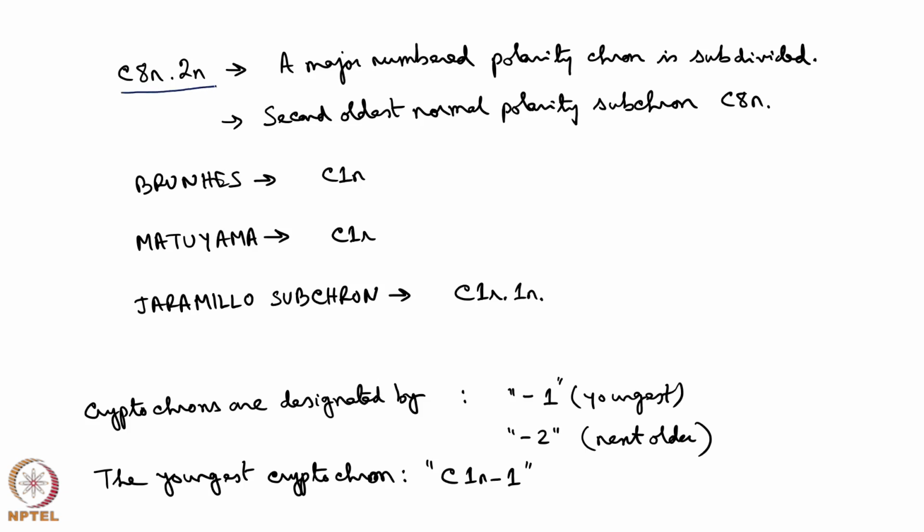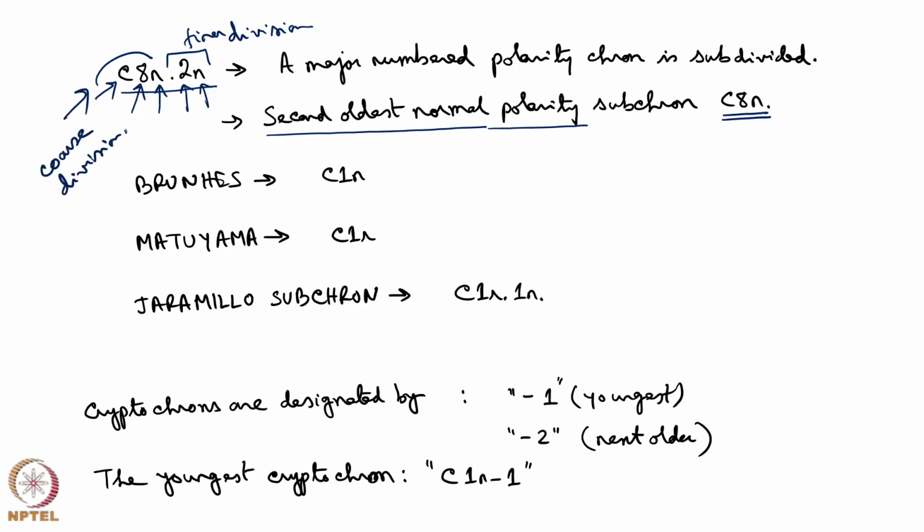Let us look at C8N.2N. What does it mean? It means within the C sequence in C8 there is a normal polarity, and that normal polarity is broken into two parts. 2 indicates second oldest and N is the normal polarity. This is the meaning. So, it is basically a division of C8N. Here the finer division is 2N and this one is a coarse division, or in other words C8N is the division and 2N is the subdivision.